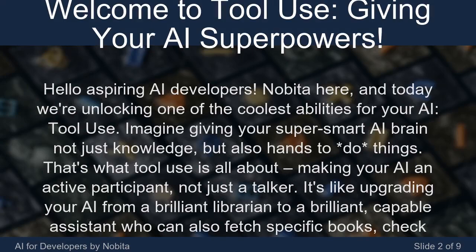And today we're unlocking one of the coolest abilities for your AI. Tool use. Imagine giving your super smart AI brain not just knowledge, but also hands to do things. That's what tool use is all about, making your AI an active participant. Not just a talker. It's like upgrading your AI from a brilliant librarian to a brilliant, capable assistant who can also fetch specific books, check the news, and even operate machinery.